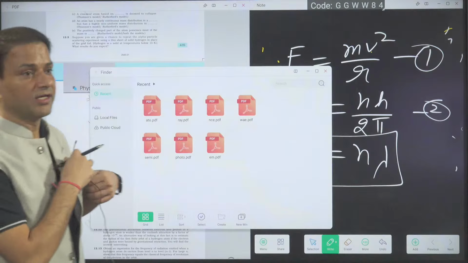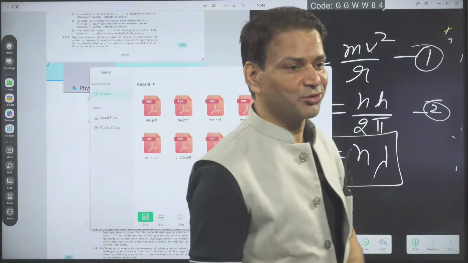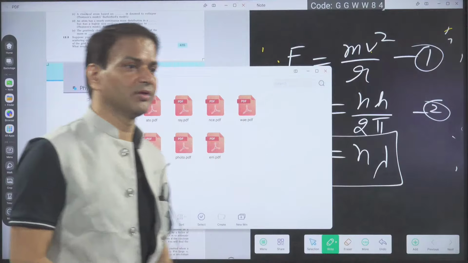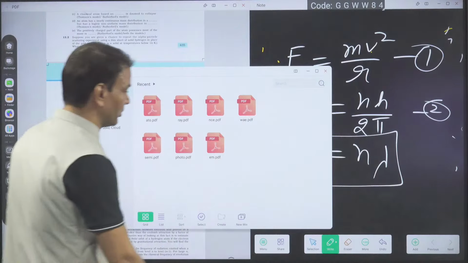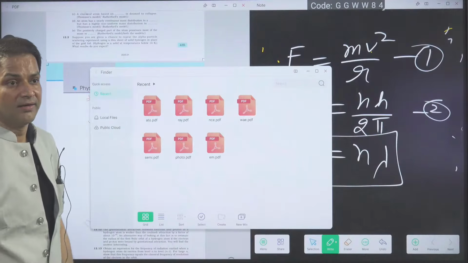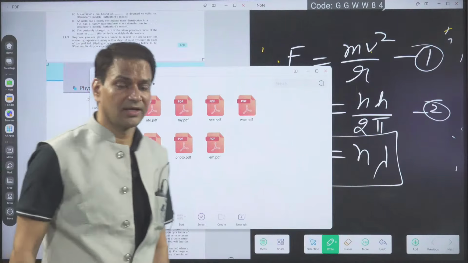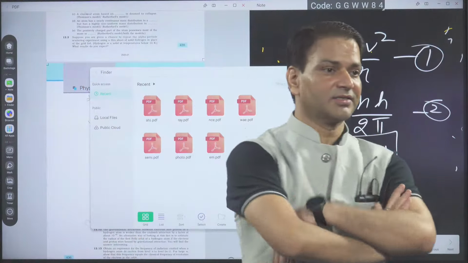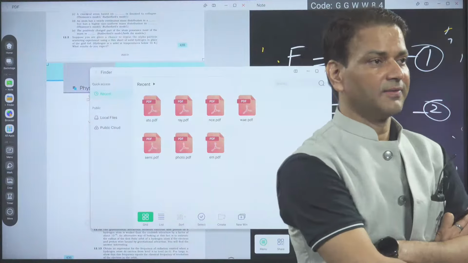So up to 130 I can go. Now 3 chapters are remaining which I have to discuss: ray optics, wave optics and semiconductor. If you want any particular chapter, then it is okay. Ray optics, wave optics, will anybody suggest, or are you going for lunch?